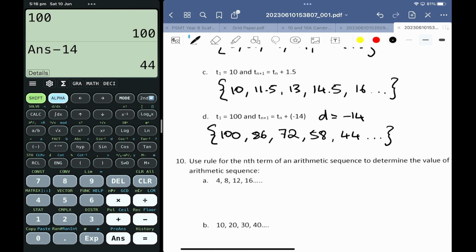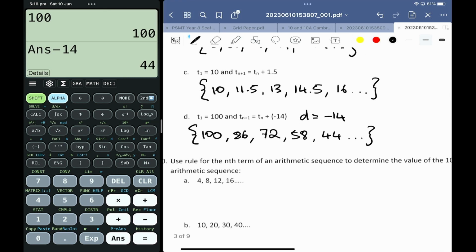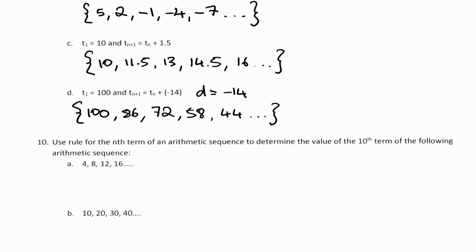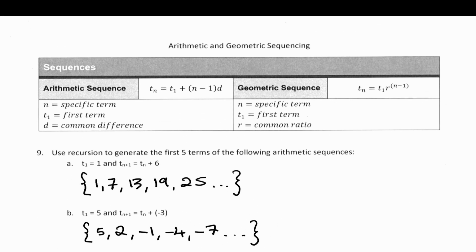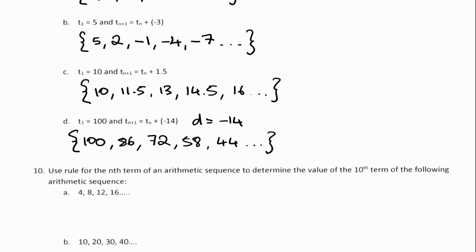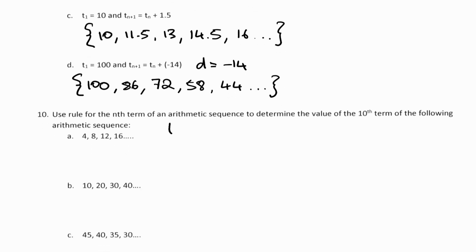All right, question 10. Use the rule for the nth term of an arithmetic sequence to determine the value of the 10th term of the following arithmetic sequence. Okay, so we look up here and it gives us a formula, and you'll have the formula sheet on the day as well. The formula to find the nth term of an arithmetic sequence is Tn equals T1 plus n minus 1 times D. So that is Tn equals T1 plus n minus 1 times D.